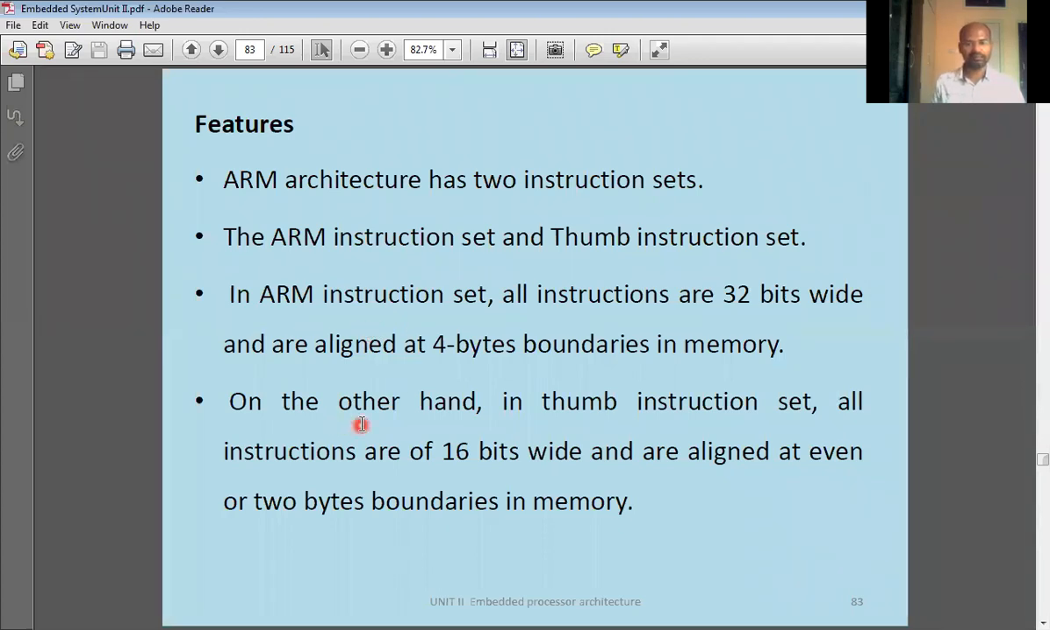If it is executing 16-bit instructions, then how many locations do we need to store them? We need 2 locations where each location has 8 bits. So the program counter increments by 2 when it is executing thumb instructions. During that time, it will be in which state? Not state, mode, thumb mode, right? That we have talked about in previous classes.